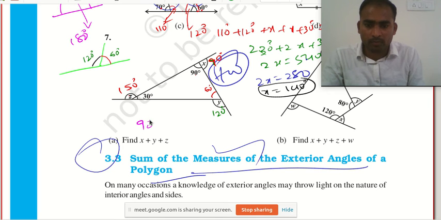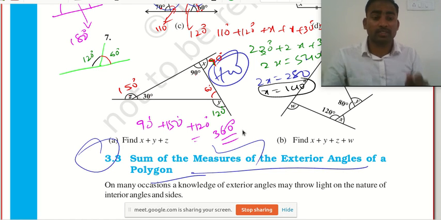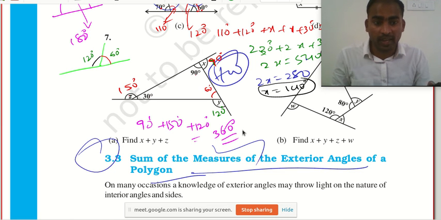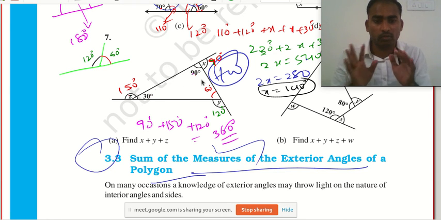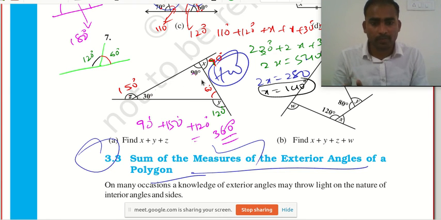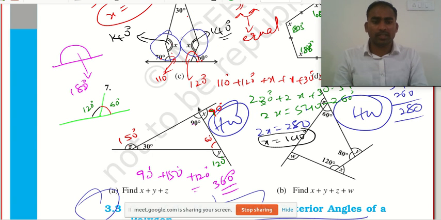Then please measure the sum of all the angles. 90 plus 150 plus 120 is how much? 360 degrees. This means the sum of the exterior angles of a triangle is 360 degrees, and the sum of the interior angles in a triangle is 180 degrees. This is clear.